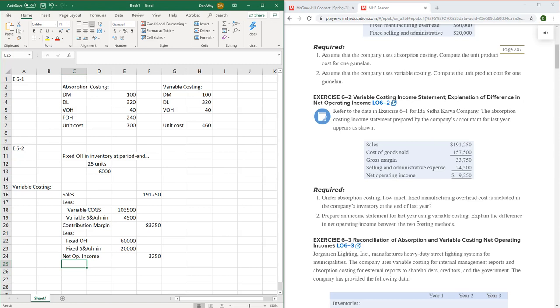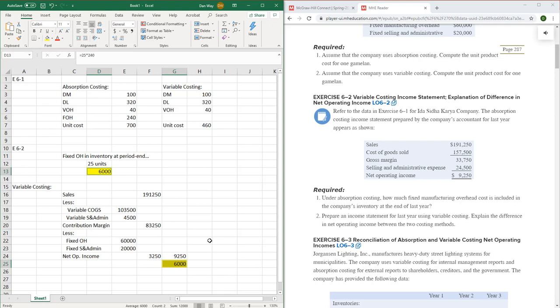Now, the other part of part 2 said explain the difference in net operating income between the two costing methods. As we can see in the box there, under absorption costing, it's $9,250. Under variable costing, we just showed that it was $3,250. The difference between those, $6,000 ($9,250 minus $3,250, to be clear), is exactly equal to the fixed overhead that was deferred in inventory under absorption costing. And that's not a coincidence.